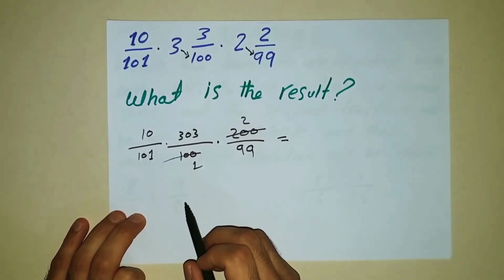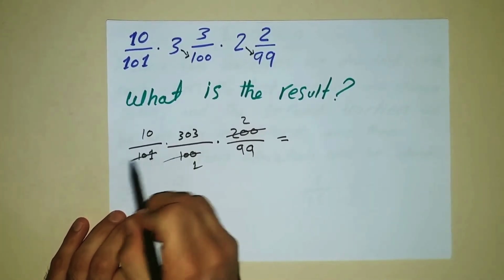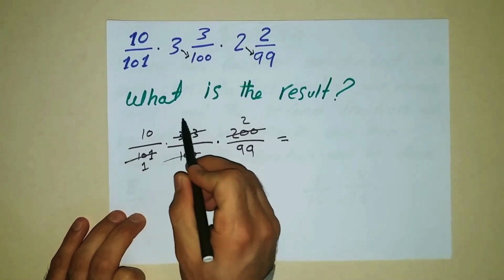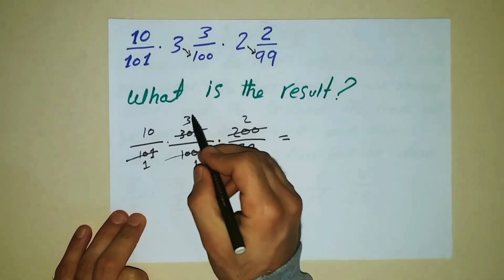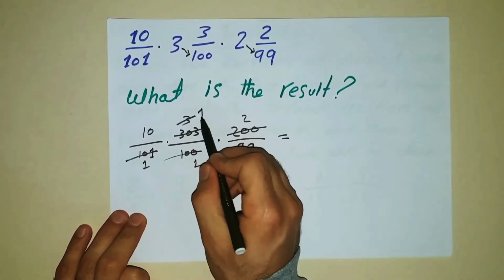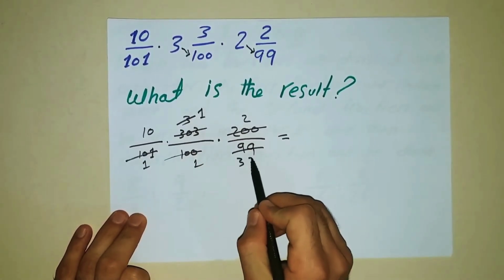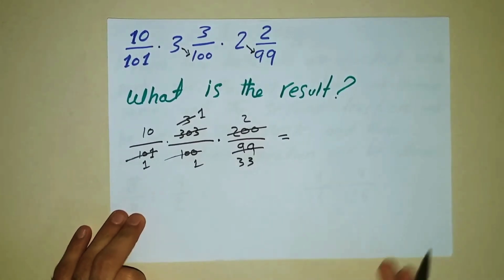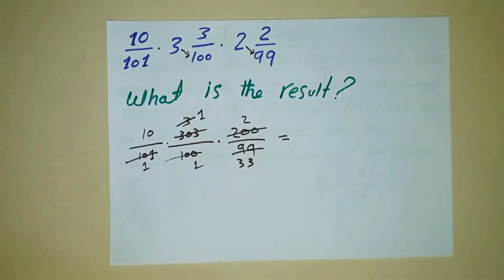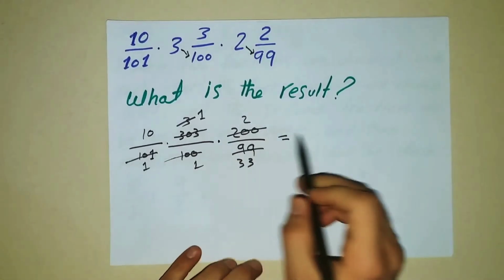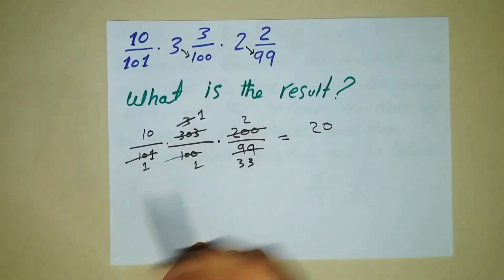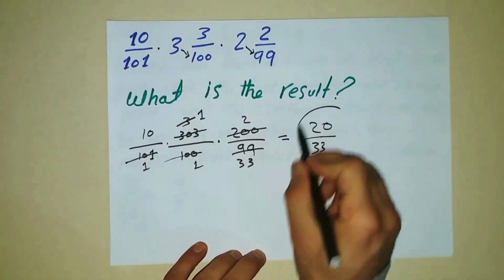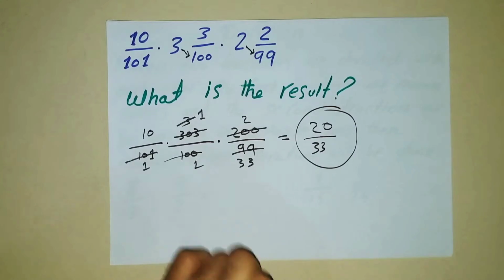Is there any more simplification? Yes, I can simplify this one. 101, 303. Can you see more simplification? Yes, I can simplify this one with 3. 3 ones are 3. 3 threes are 9. 3 threes are 9. So 33. Now it will be easy for us if I multiply it now. 10 multiplied by 2 is 20. 33 multiplied by 1 will give me 33. Our final result is this one.